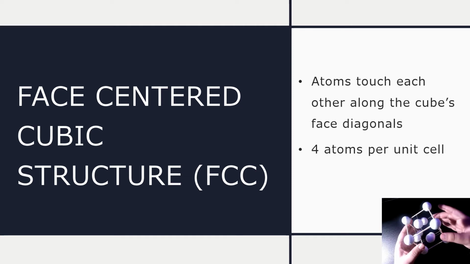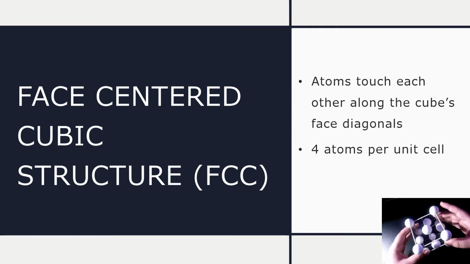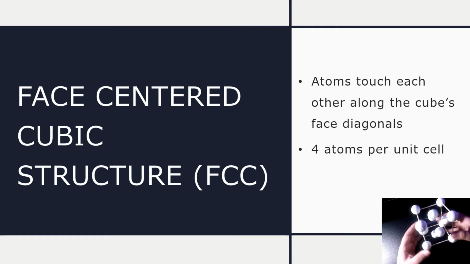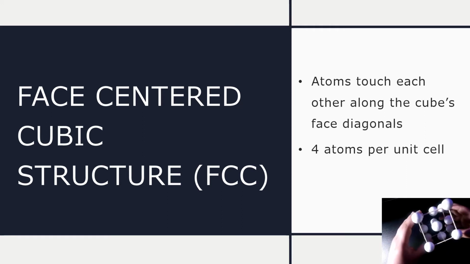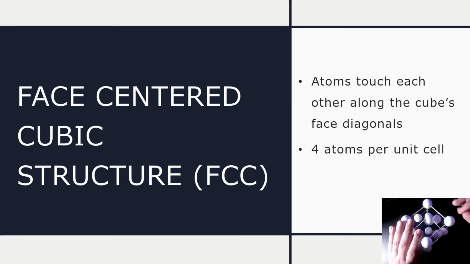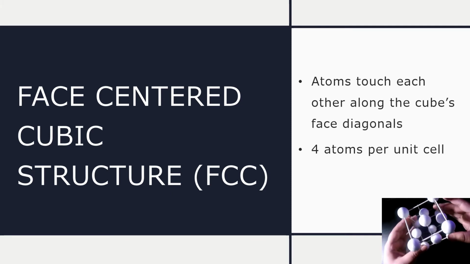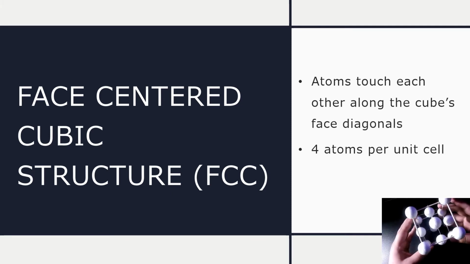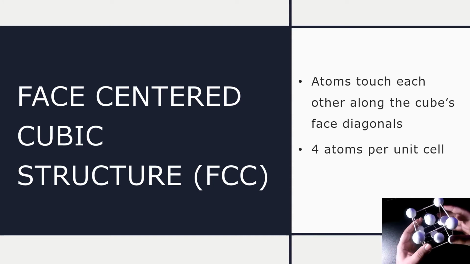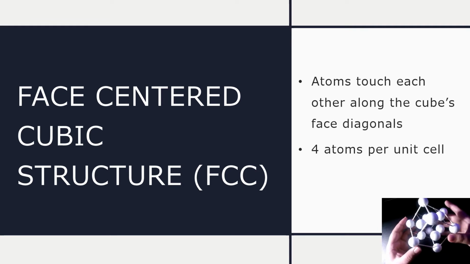Here we have 4 atoms per unit cell, because again, like all the others, there's 8 corners, making 1/8 of an atom, so together they make 1 atom. But now we have 6 faces with half an atom each. So we multiply 6 by 1/2 and we get 3 atoms. So 3 plus 1 is 4 atoms in total. This one's a little bit more complicated to see.